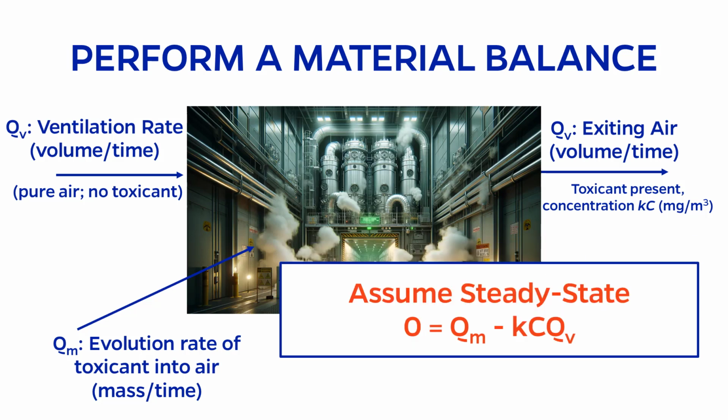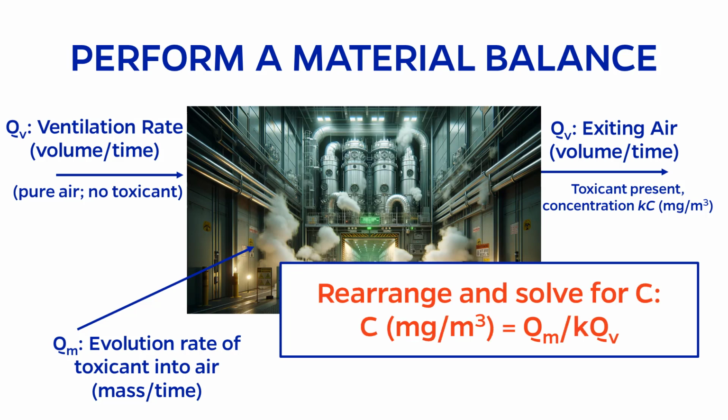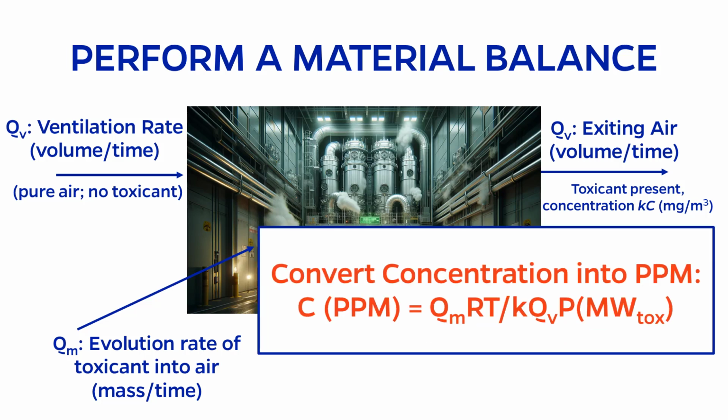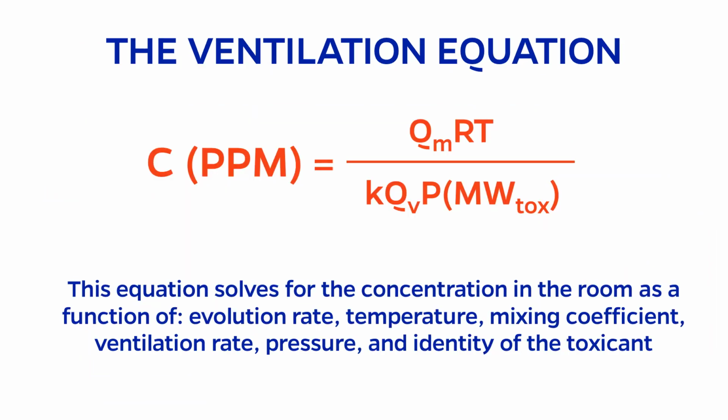If I assume steady state, the accumulation term can be set to 0. Now I can rearrange and solve for the concentration in the room. C in milligrams per meter cubed equals QM over K times QV. Again, beware of your units. Lastly, convert the concentration in milligrams per meter cubed to ppm using the conversion I derived in a previous video. The result is our ventilation equation.